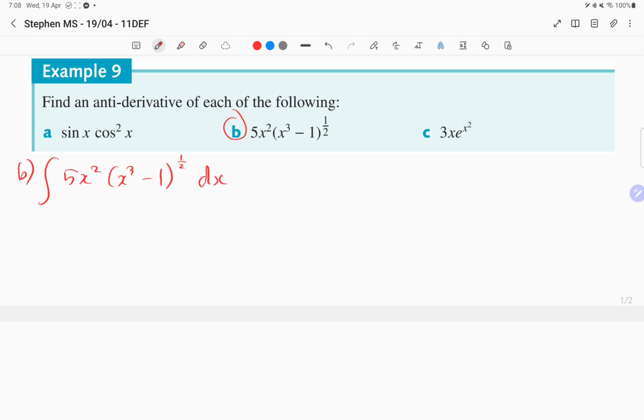Now, what do you think u is? X cubed minus 1 brackets a half? No, it's just x cubed minus 1. Remember, if you take brackets a half, then when you derive it, it's a long one. You just want x cubed minus 1, and then you derive it, see what du over dx is. 3x squared. How do you turn this thing into that thing?